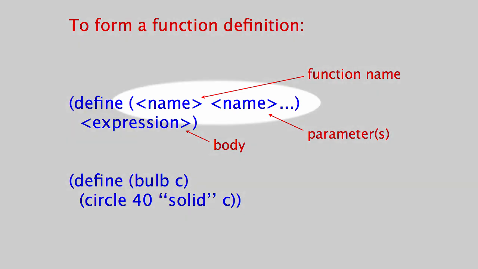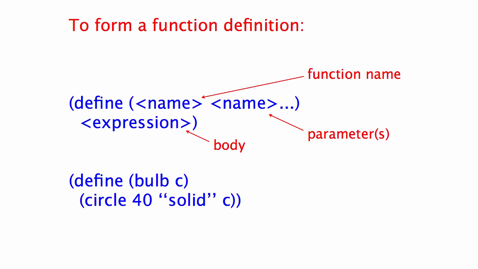So this first part has open paren, the name of the function, the name of the parameters, and we close that paren. And then, and we always put it on a new line, we have an expression which forms the body of the function. So here's the example we've seen so far. Define, the name of the function is bulb, the parameter is c, and here's the body of the function.